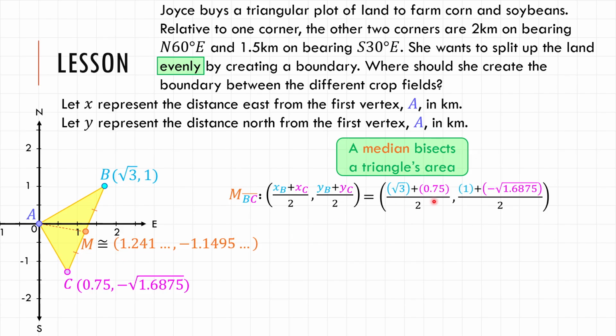And if I put this into my calculator, I get an approximate answer of 1.241, and of course there's more decimals afterwards. And if I put this in, I get about 1.1495, and of course still there are more decimals afterwards. But for the purposes of this, I'm just going to call it right here and say to Joyce, hey Joyce, if you want to make a boundary, you can start at the first corner here, and the end of your boundary should be, well, the x coordinate here, 1.24 kilometers east of the first vertex.